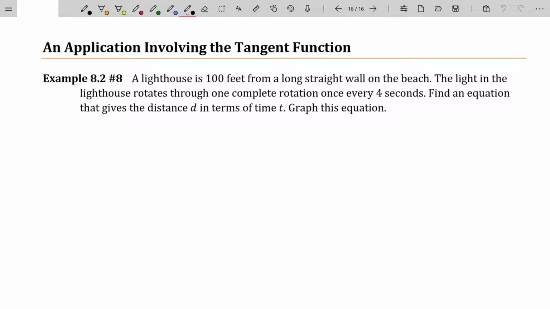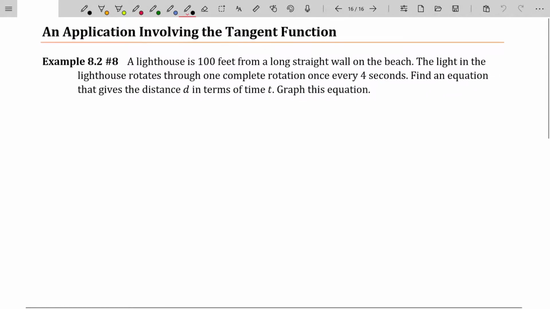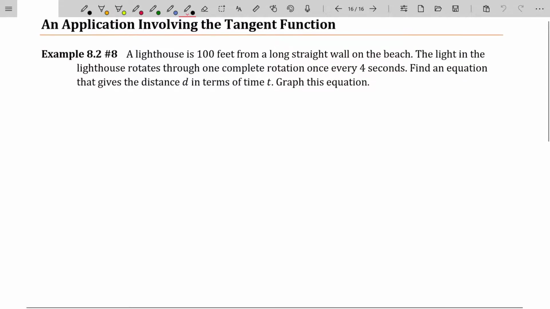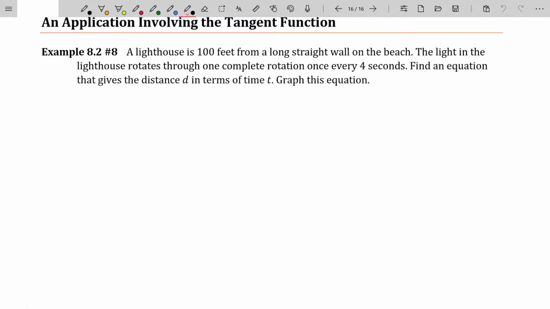So let's read this out. A lighthouse is 100 feet from a long straight wall on a beach. The light in the lighthouse rotates through one complete revolution once every 4 seconds. Find an equation that gives a distance d in terms of time t and graph this equation. Now, that last little sentence, find an equation that gives a distance d in terms of time t, is based upon a picture I haven't given you.